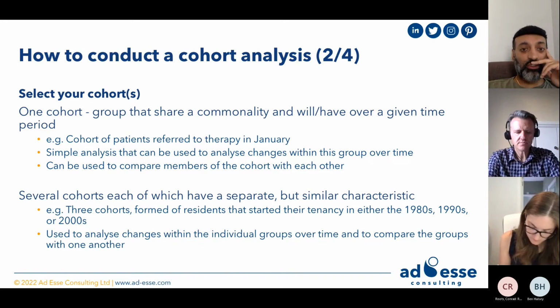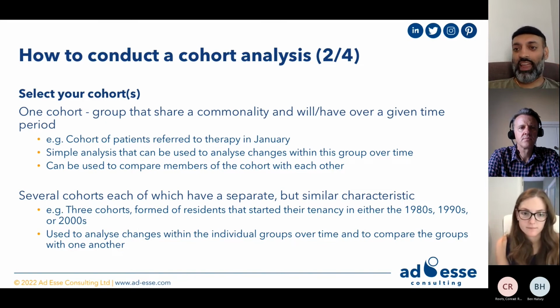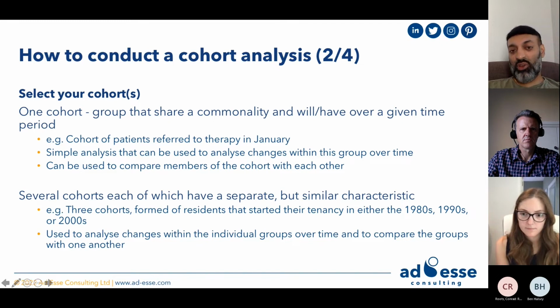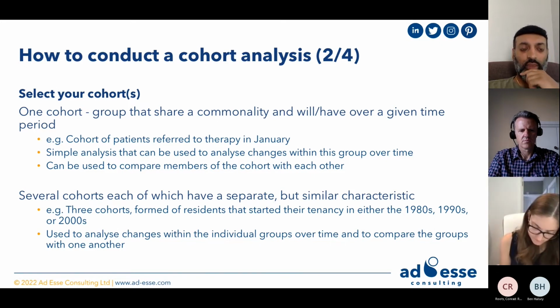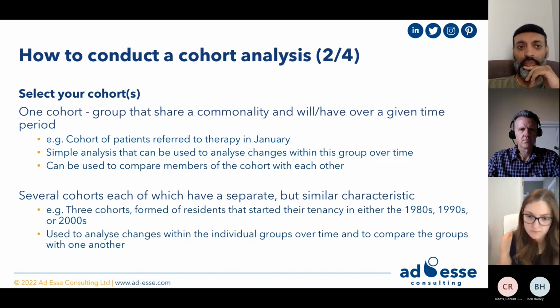If you're looking at several cohorts, obviously they're going to have some form of separation, something that distinguishes one from another, but they have to have that similar characteristic. They have to have some commonality across them, otherwise they're not comparable. So in this example, 3 cohorts form a residence, a group where their tenancy starts in the 80s, another group in the 90s, and another group in the noughties. And here again, we're looking to analyse the changes within the groups over time, but it also enables us to look at the comparison between those different groups over a given time period. Okay, hopefully all making sense so far.